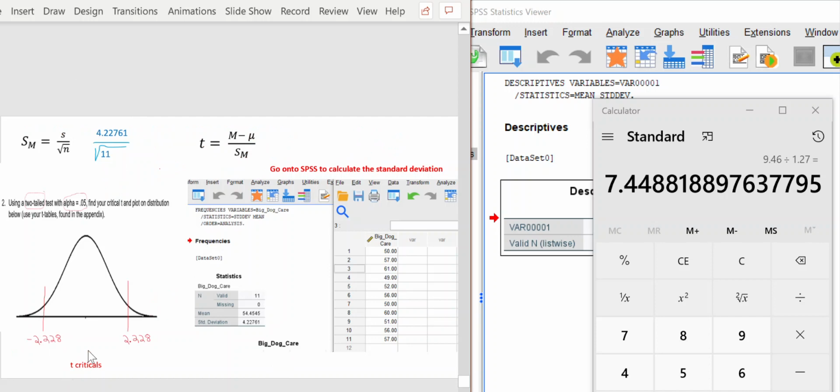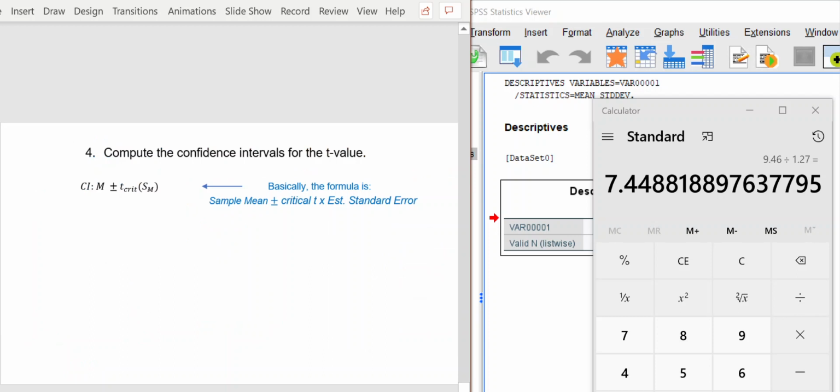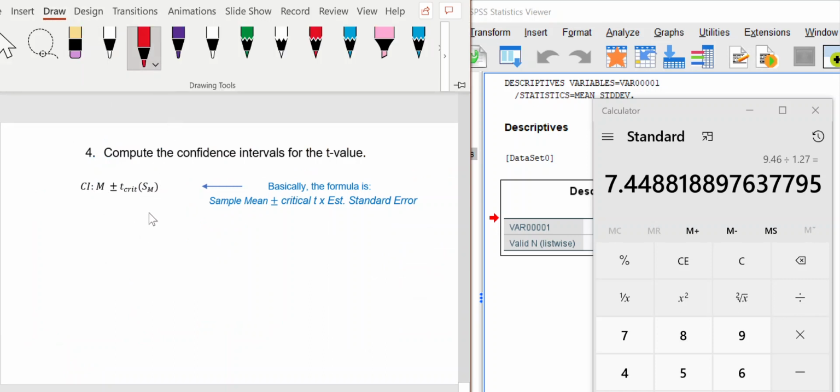Please write in the T critical values, and then locate where your t-statistic is, and maybe put a little dot at the value of your t-statistic. Now you want to compute the confidence intervals, following this formula right here. You have your t critical of 2.228 plus or minus, and you have your mean at 54.46.